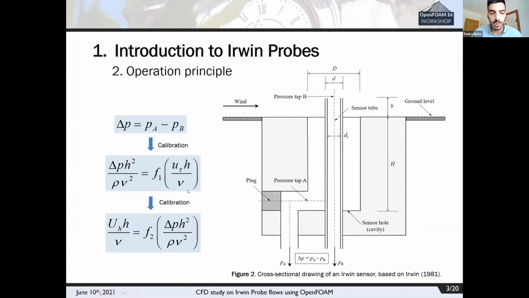But in this work, we are not concerned with the determination of such equations. We just want to characterize the flow.